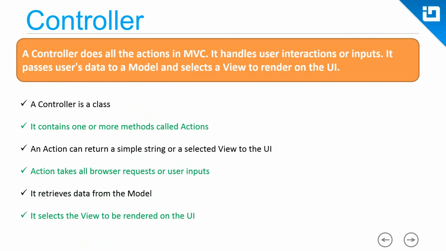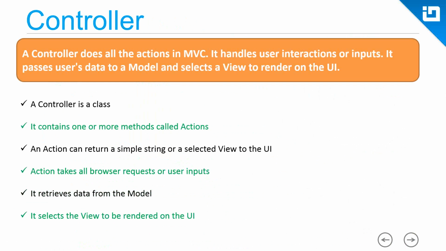Since actions are methods, each method can have a return type. So an action can return either a simple string, it can return JSON, or it can return a view to the user. An action takes all browser requests or user inputs. As we talked about before, you can access an action using the URL in the browser. Hence, all the browser requests and all the user inputs come to the action.